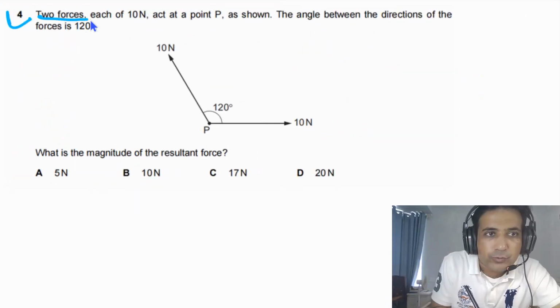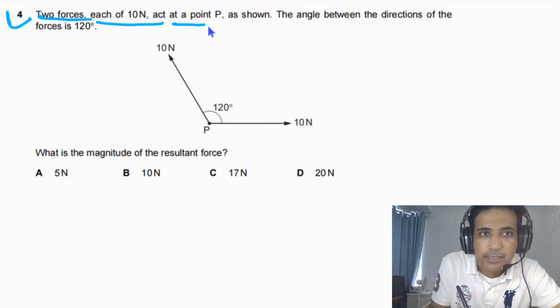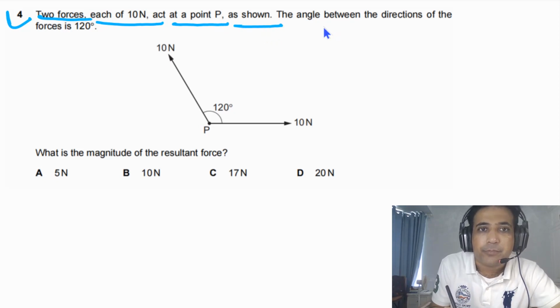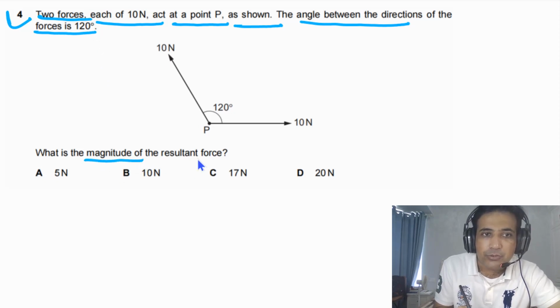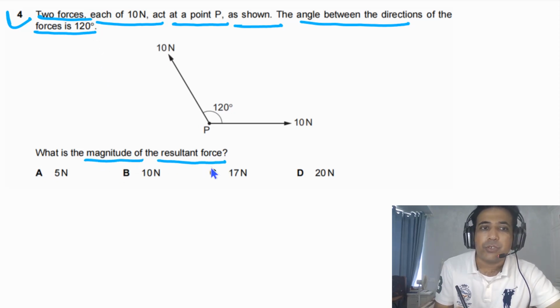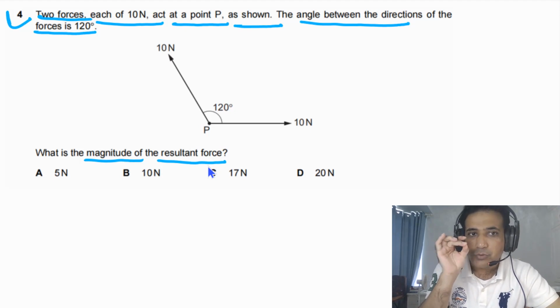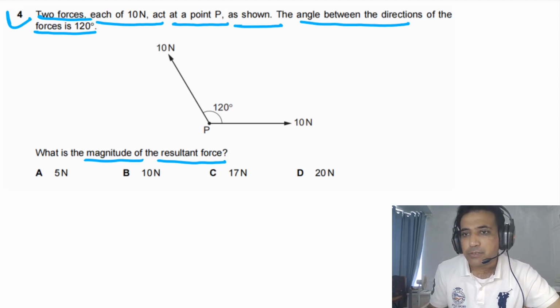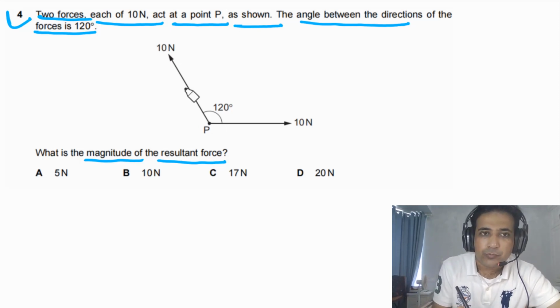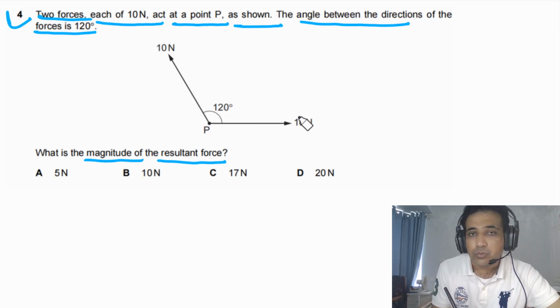Question 4 says two forces each of 10 newtons act at a point P as shown in the figure. The angle between directions of the forces is 120 degrees. What is the magnitude of the resultant force? So we need to find out the magnitude of resultant force. Simply we need to add these two forces. So for this question, it is given to us that angle between these two forces is 120 degrees.